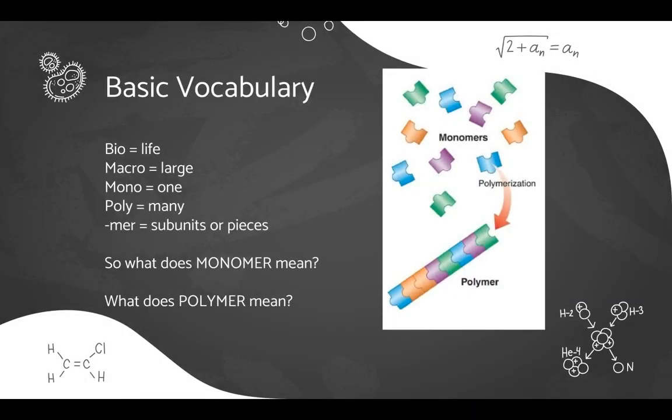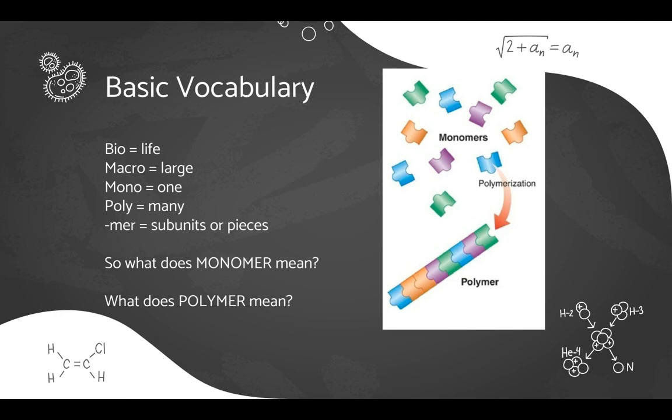So let's go over some basic vocabulary before we get started. So we are in biology, and we know that bio means life, and biology is the study of life. Macro means large. So we've talked about biomolecules are living molecules or molecules for life, right? And macromolecules just mean that they are quite large. So these are quite large molecules that help to build up things that are alive.